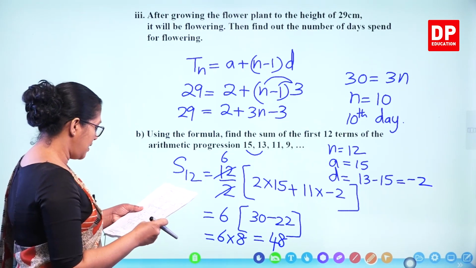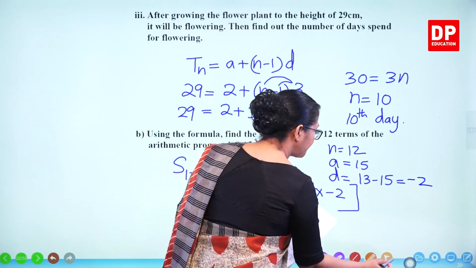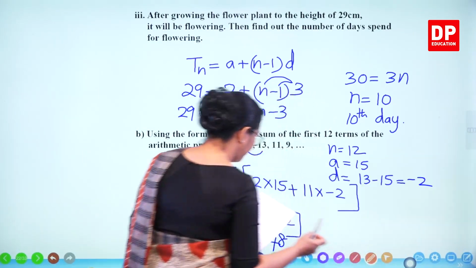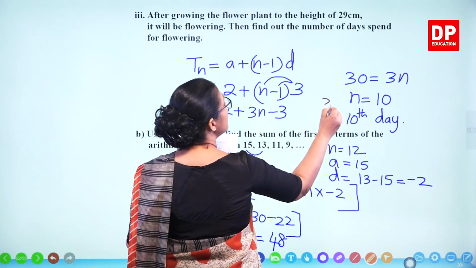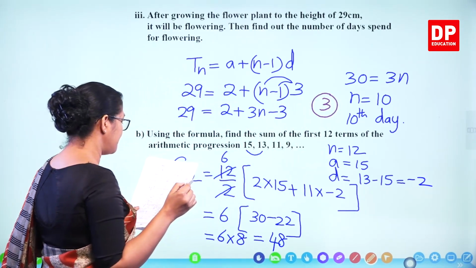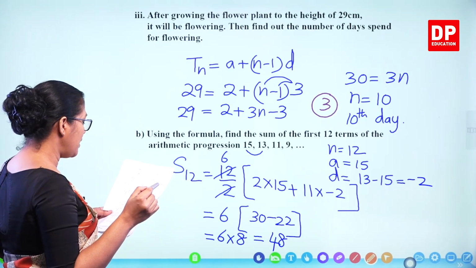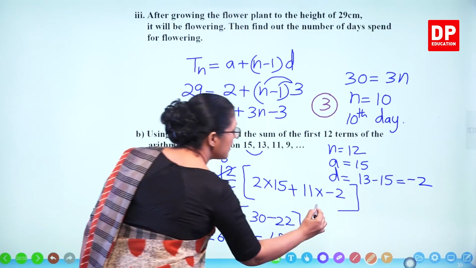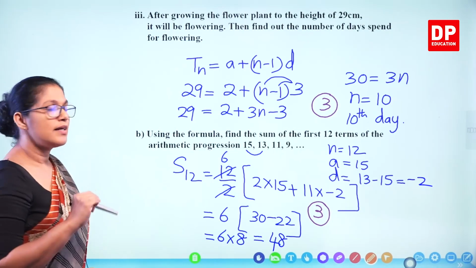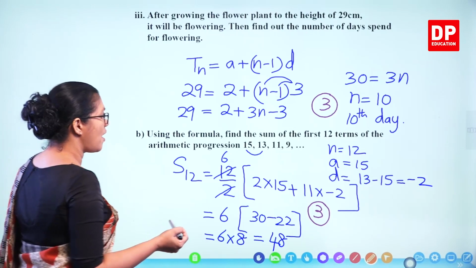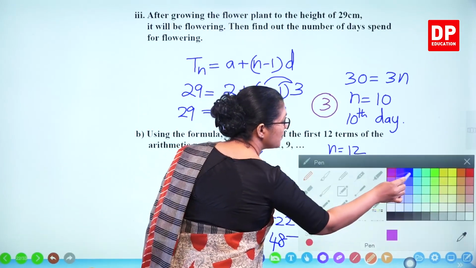So we'll see how you get marks. Three marks for getting n equals 10 and 3 marks for finding the answer 48. So 3 and 3, 6, earlier 4 marks, 10 marks for the whole question.